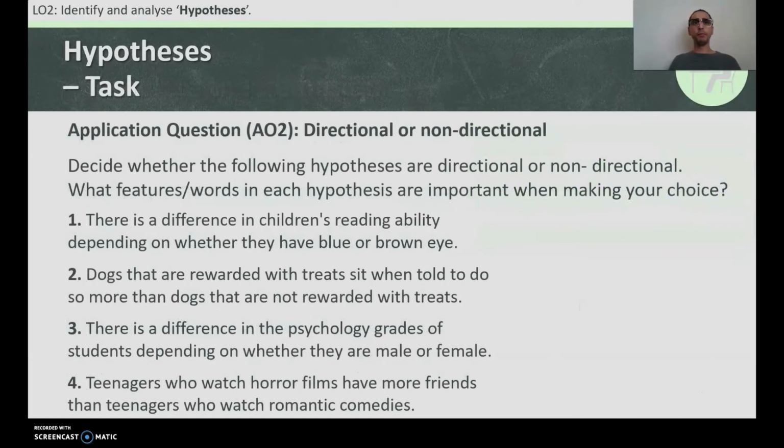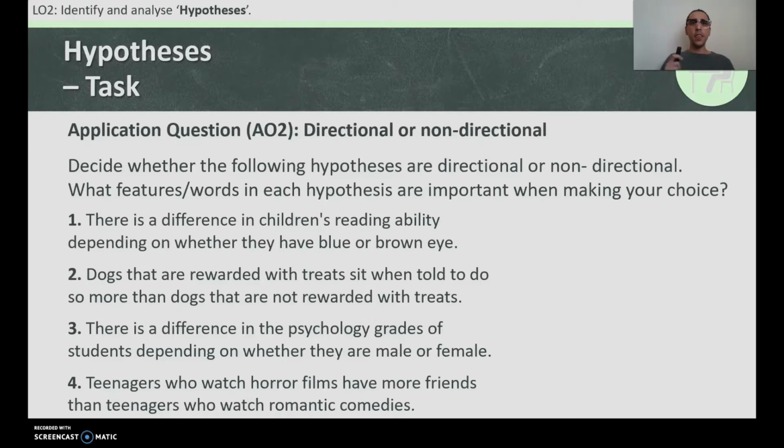Oh, we got a question. Application question AO2. Directional or non-directional? Decide whether the following hypotheses are directional or non-directional. What features or words in each hypothesis are important when making your choice? So let's have a look. We'll do the first one together.